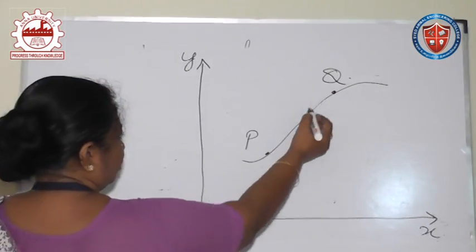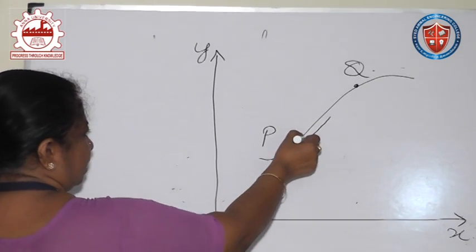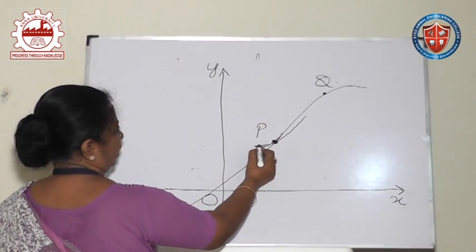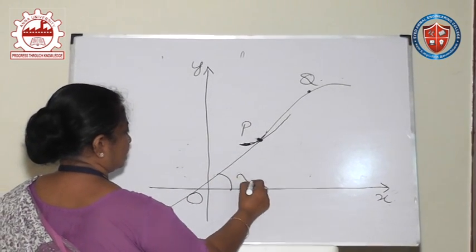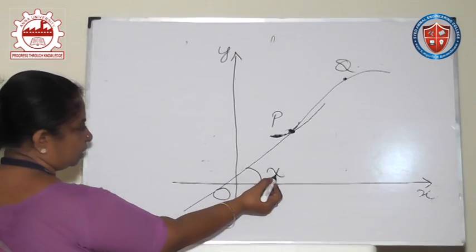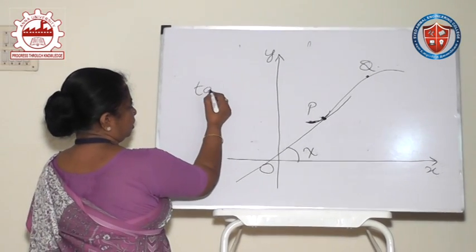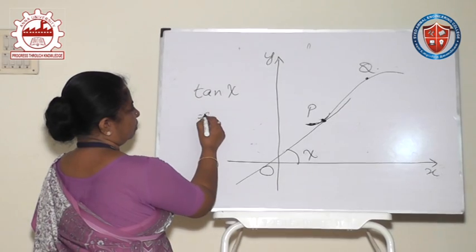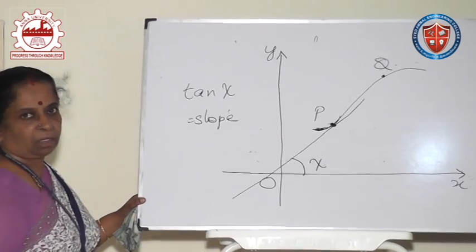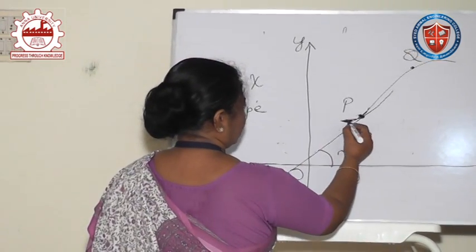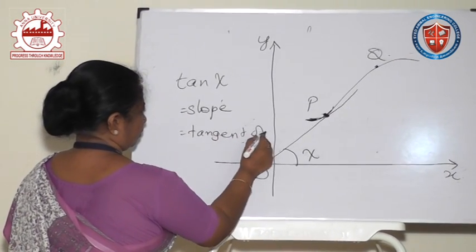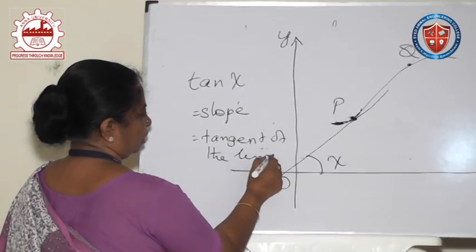When I travel from Q to P, I can make out a tangent. This tangent touches the point P and makes an angle psi with the x-axis. When we are discussing this angle, the tangent of psi becomes our slope. Now this slope gives us the tangent of the line PQ.